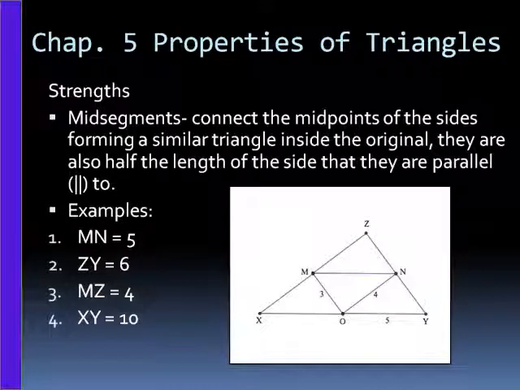Now moving right along into chapter 5, properties of triangles. We have my strengths, which are mid-segments, which I always remember from class as Monty describing as the Zelda Triforce. That's how I always remember what a mid-segment is. So mid-segment connects the points of the sides, forming a similar triangle inside the original. They are also half the length of the side that they are parallel to. So that would make in this picture MN be parallel to XY, and MN equal to half of XY, which you can determine by the answers.